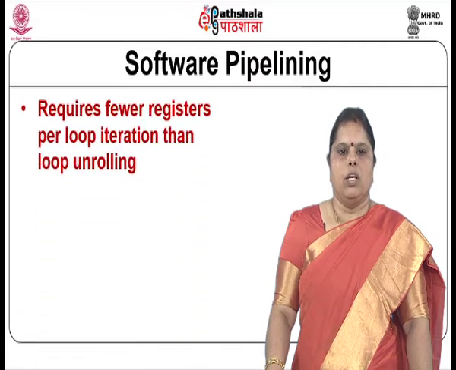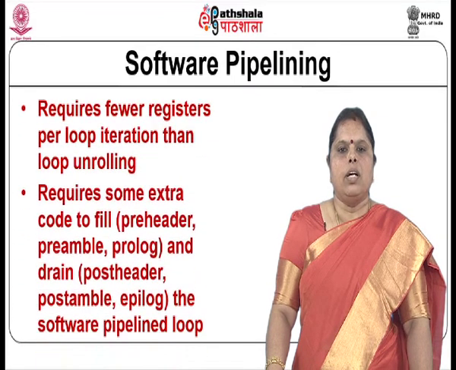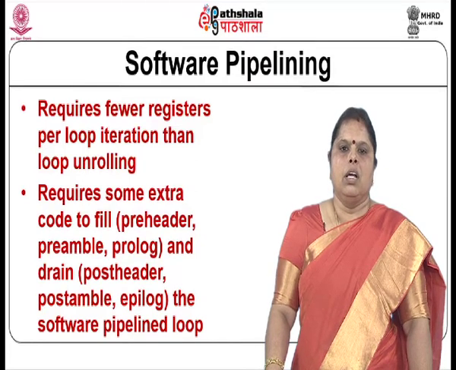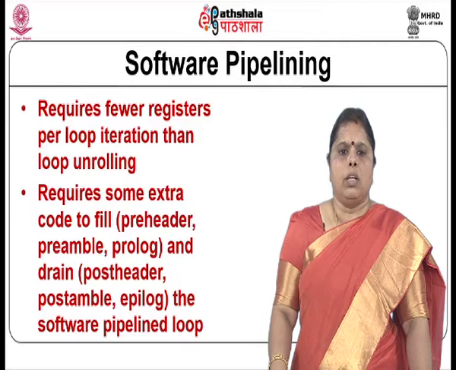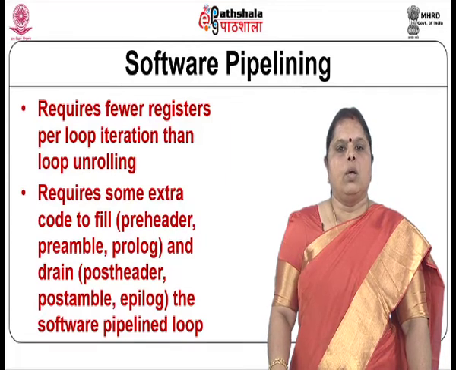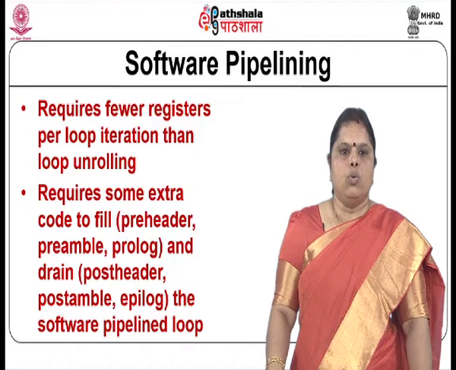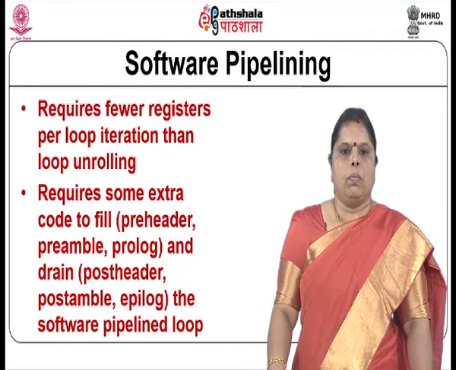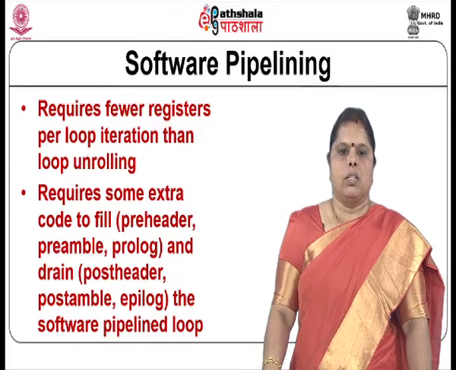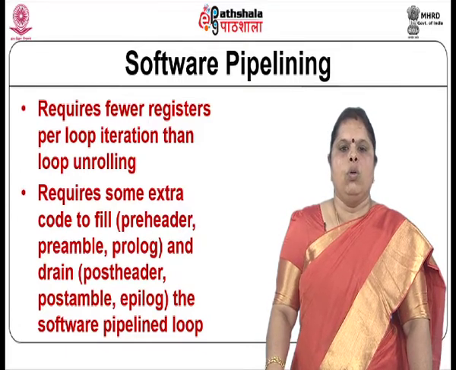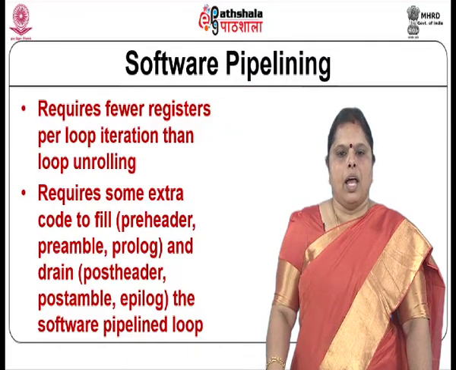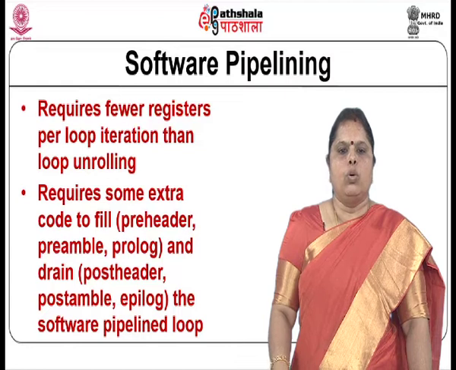The advantage of doing this is that it requires fewer registers per loop iteration than loop unrolling, because we pointed out earlier that one of the major drawbacks of loop unrolling is that it requires a lot of registers, and that leads to register pressure. Whereas in software pipelining, we require fewer registers per loop iteration, and it also requires some extra code to fill, the pre-header, preamble or prologue, and to drain, a post-header, postamble or epilogue, in the software pipelined loop.